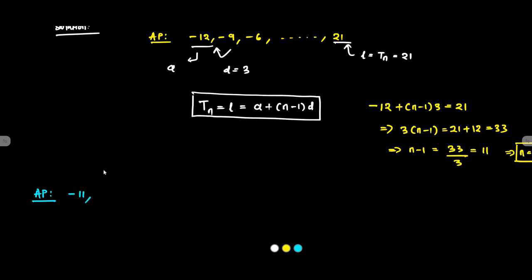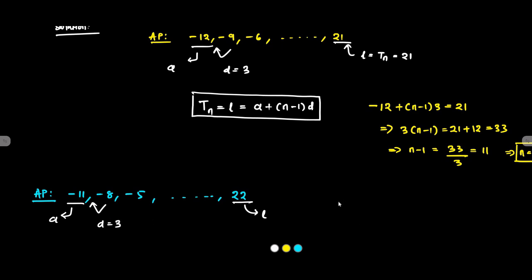Minus 9 plus 1, that is equal to minus 8. Minus 6 plus 1, that is equal to minus 5. And 21 plus 1, that is equal to 22. So here in this AP, this is the first term, this is the last term, and the common difference, minus 8 minus 11, so same common difference is equal to 3.